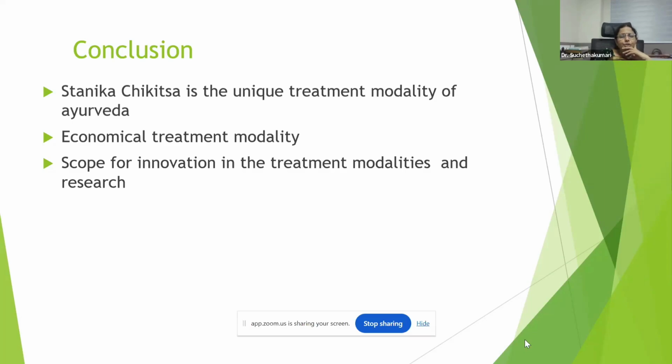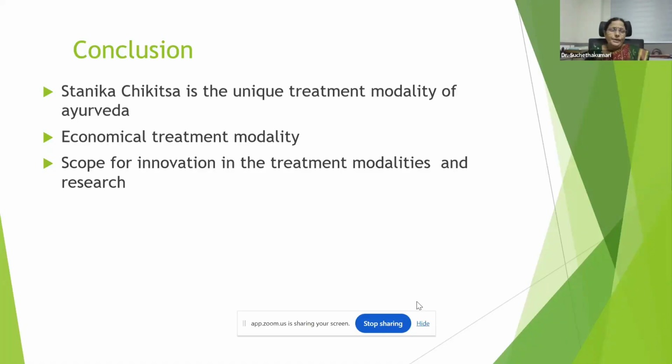When I say the scope for research, actually the mode of action of all these Sthanika Chikitsas which are told, we have not understood completely.